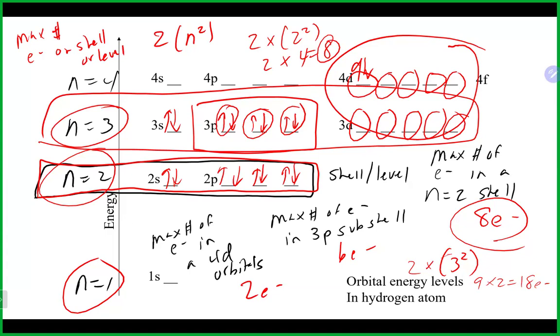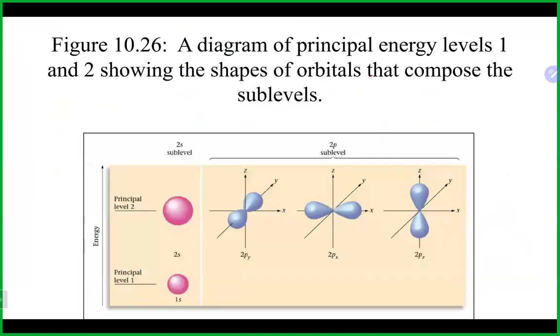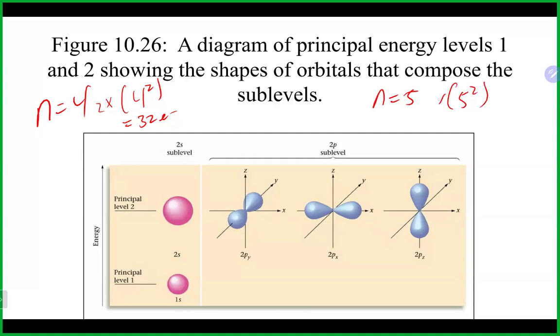Now, if you took a look at, say, n equals 4, for example, and you did that, that is 4 squared times 2. That's going to give you 32 electrons, right? Now, if you go n is equal to 5, that I believe is 5 squared times 2. That's going to give you 50 electrons.